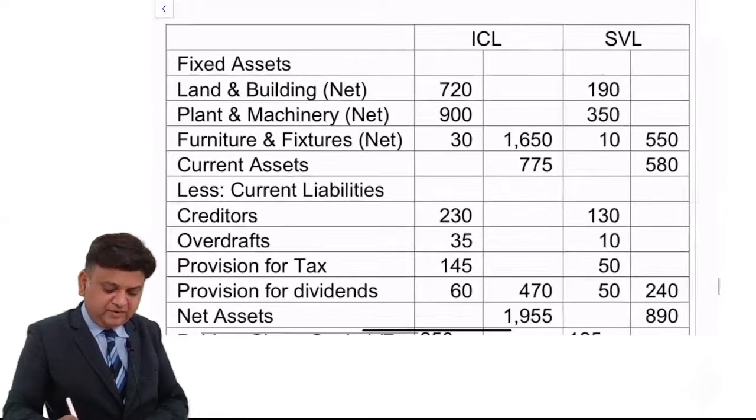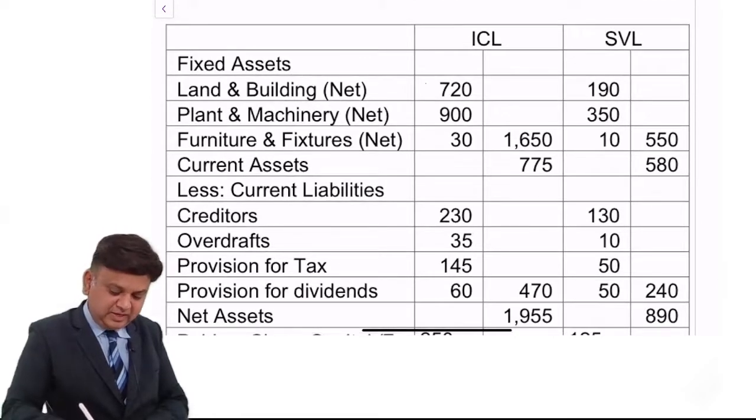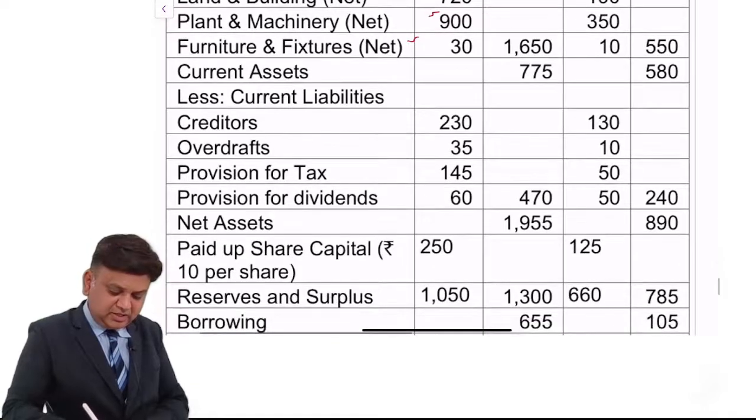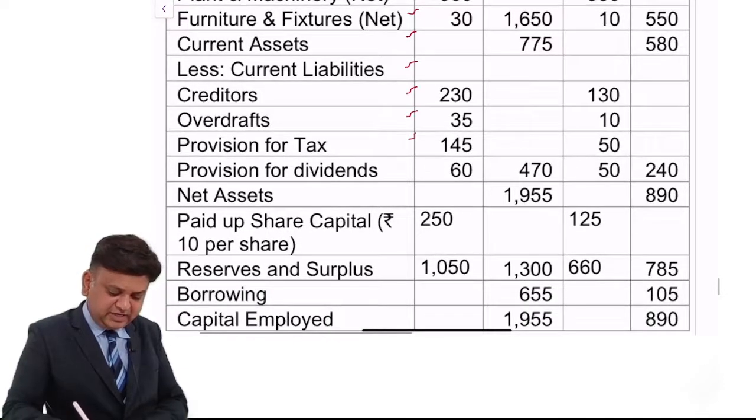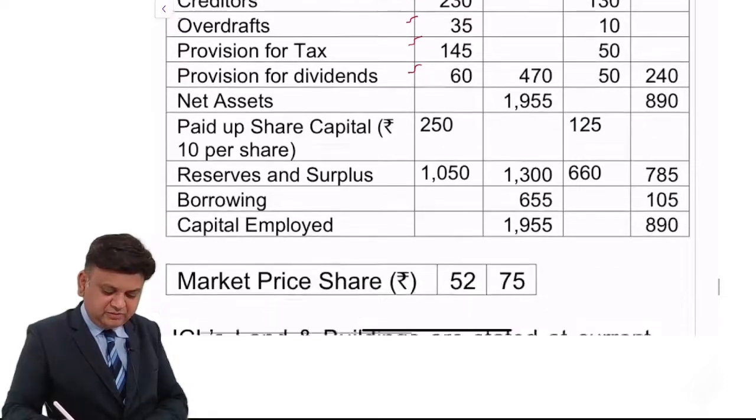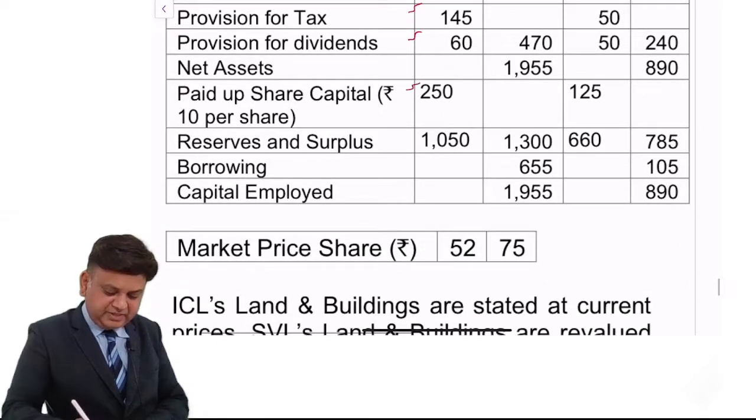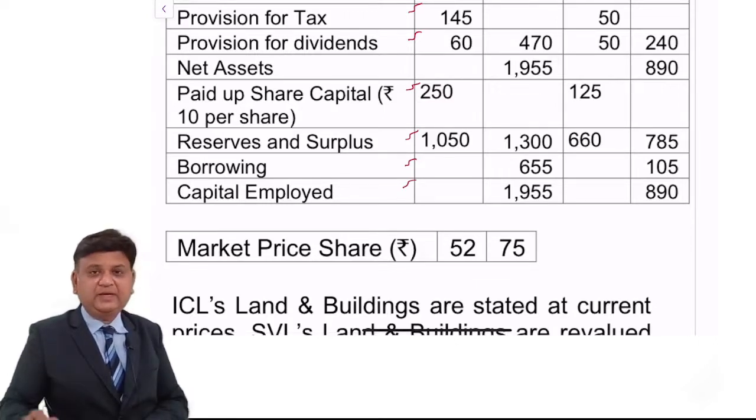Then we have been provided with the balance sheet information: land and building, plant and machinery, furniture, current assets, current liabilities, creditors, overdraft, tax provision, proposed dividend, paid up share capital, reserves and surplus, borrowing, and capital employed. The question is providing the market price of the share as 52 and 75.